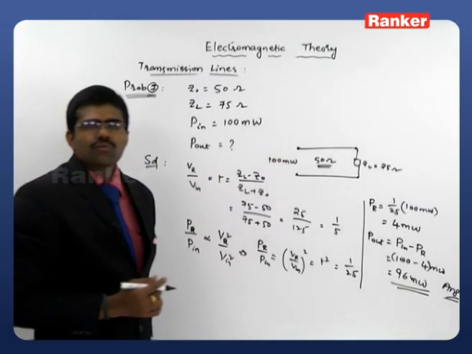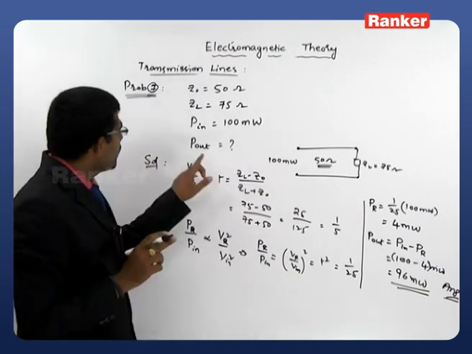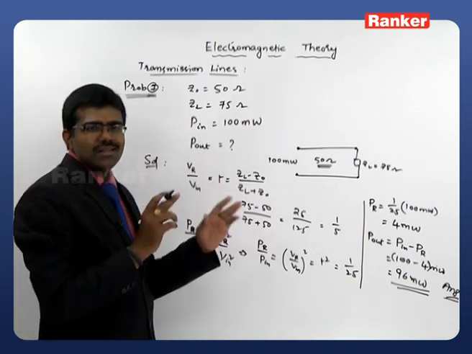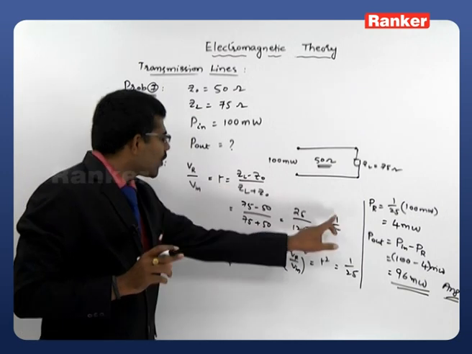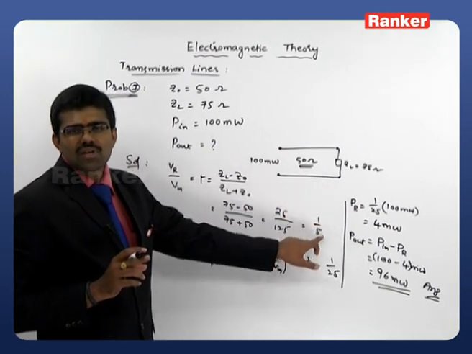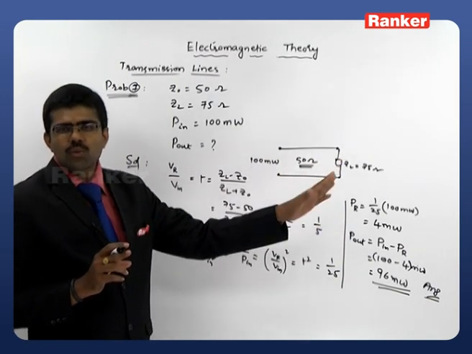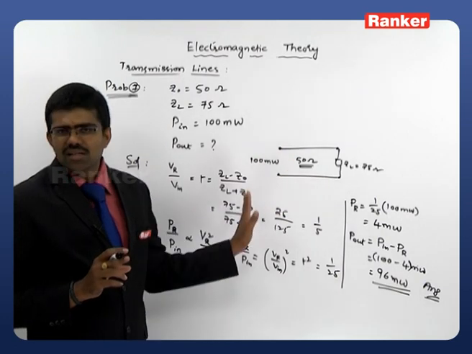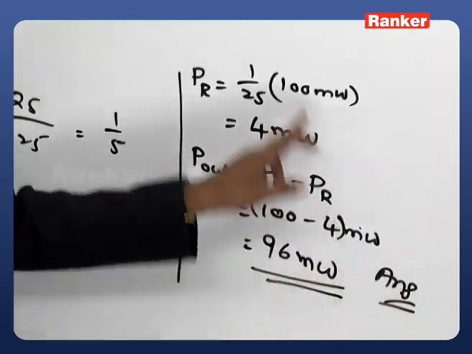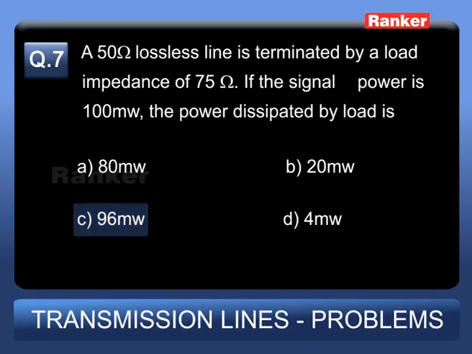So don't get confused between the voltage reflection coefficient and the asked quantity. Here the asked quantity is power, and what we have is voltage reflection coefficient. In a hurry, you will take this 1/5 as the answer. So simply you will calculate this 1/5 into 100, that is simply 20%. 100 minus 20, that's simply 80, you will write as the answer, but 80 is not the answer. 96 is the answer because you are calculating power. So this is the solution for this problem.